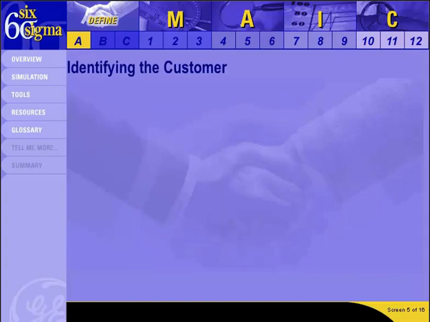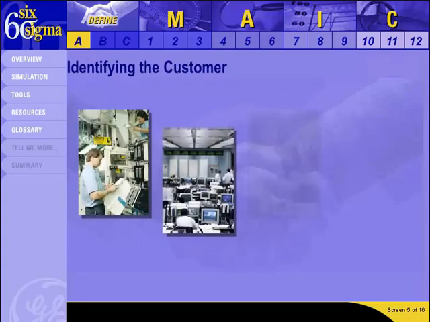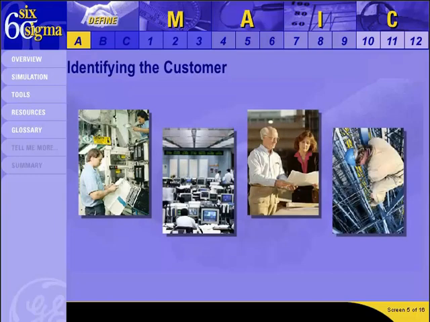Let's look at our case study to figure out who the customers are. The commercial loan sales organization has called upon us for help, but they are not the true customer. The customers are the many businesses which rely upon GE for loan services.